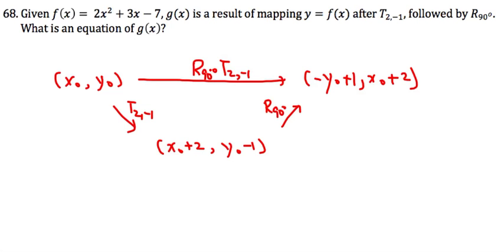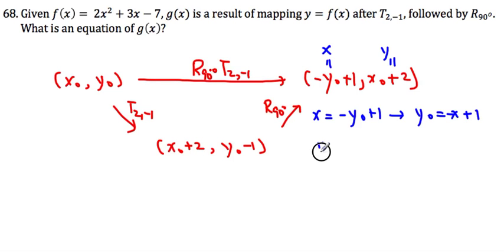Then we get to realize that this must be our new x, and this must be our new y. That means our x is equal to negative y naught plus 1. This implies that y naught must be equal to negative x plus 1, basically solving for y naught. Here y is equal to x naught plus 2. So here we get to realize that x naught is equal to y minus 2.